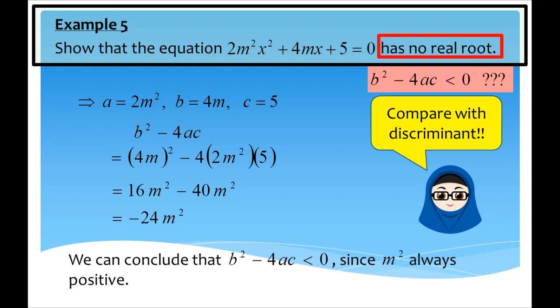So if we have m squared, whether the value of m is positive or negative, it will always be positive. Okay, that's why we can conclude that b squared minus 4ac is less than 0. That's why it is shown that the equation 2m squared x squared plus 4mx plus 5 equal to 0 has no real root.